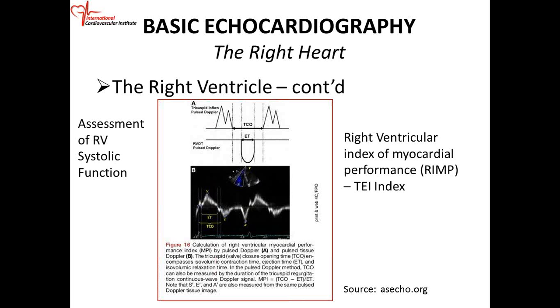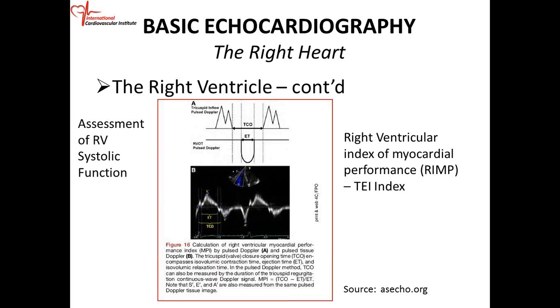You're going to put your Doppler across the tricuspid valve, and you're going to get the time from the tricuspid valve closure to tricuspid valve opening. And then you're going to put your cursor across the pulmonic valve, and you're going to get the ejection across the pulmonic valve. That's the ejection period. Top of the tricuspid valve, PW, P-doubler, so always P-doubler.